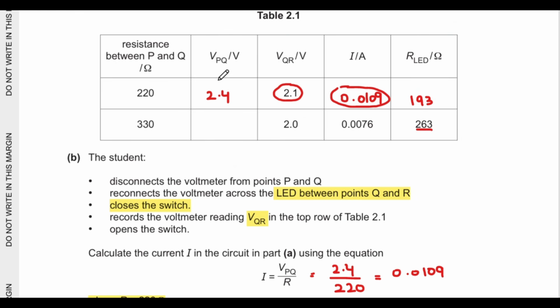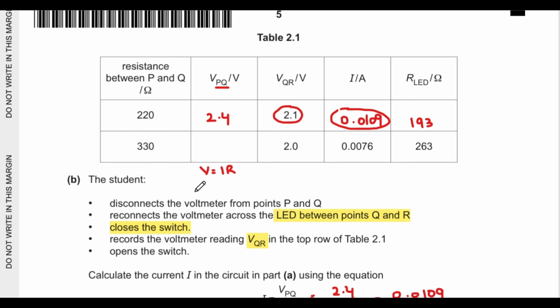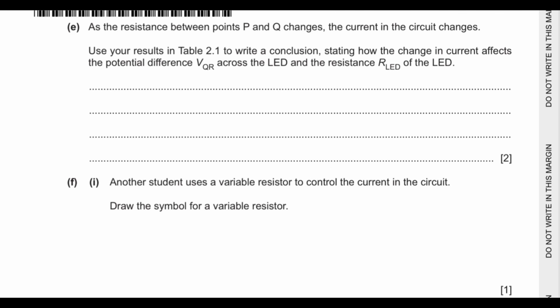So first of all we need the voltage PQ. So I can use Ohm's law for it, V equals IR. So if I want the voltage across PQ, then VPQ is equal to I, which is the same everywhere because it's a series circuit, times RPQ. Now what will I do? I'll just substitute the values, current multiplied by the resistance PQ, and I will get the voltage as 2.5 volts. Now the table information is fully completed.